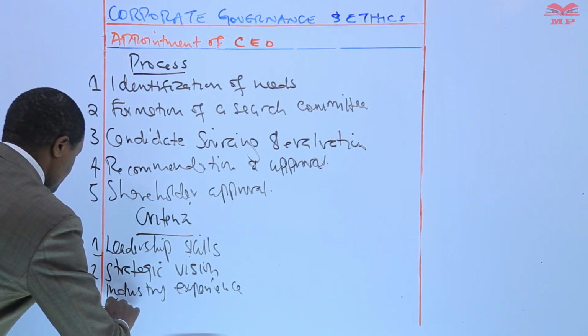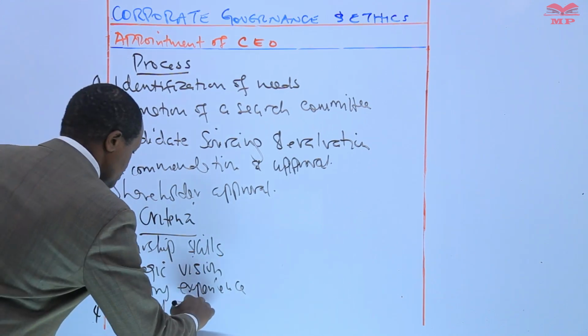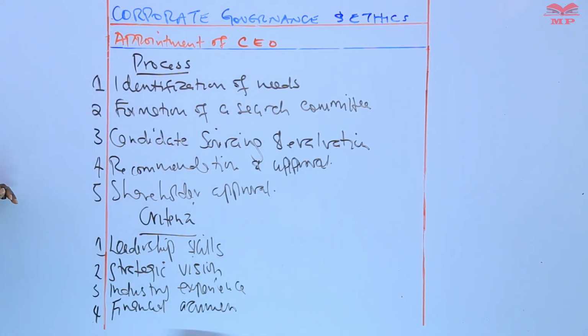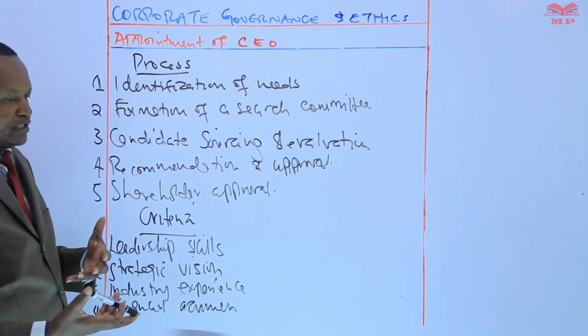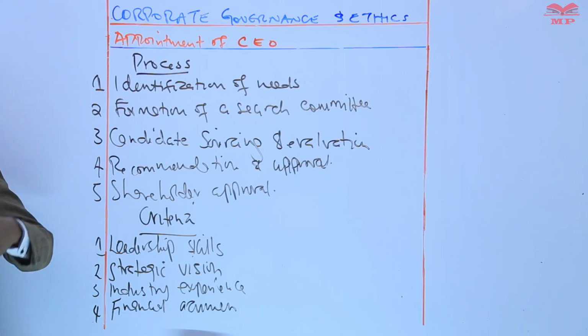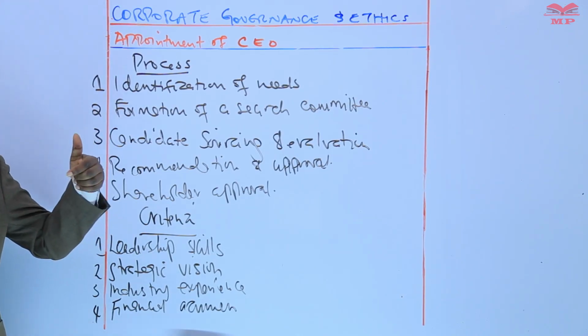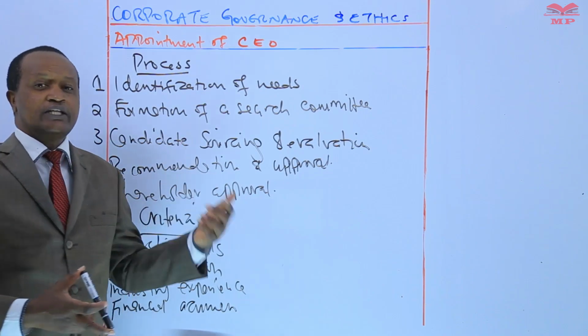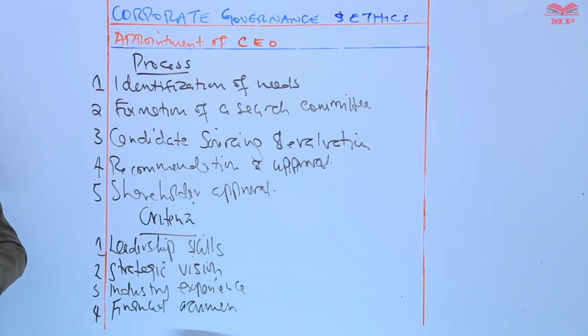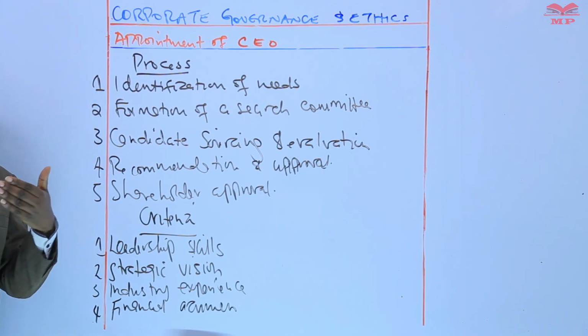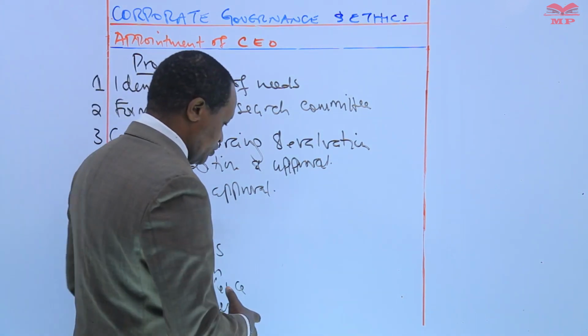Number four, financial acumen. This means having strong, sound skills that enable a manager to make financial decisions. Strong financial skills are essential for the CEO to effectively manage the company's resources, make sound financial decisions, and create shareholder value.